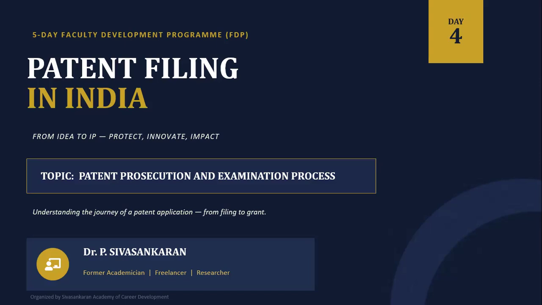Patent examination involves assessing whether the invention meets key requirements such as novelty, inventive step, industrial applicability, and compliance with patent law. In this session, we will briefly understand the major stages of patent prosecution and examination and the role of the applicant in successfully obtaining a patent.